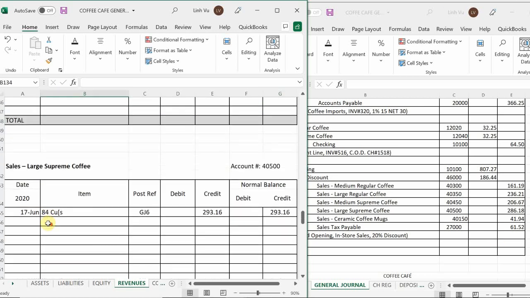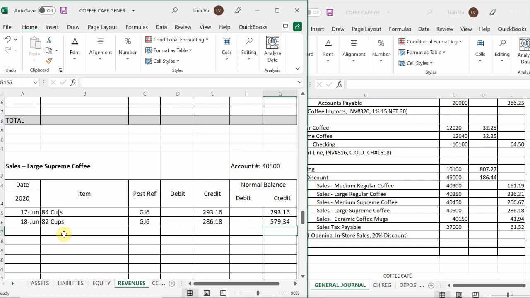Then we sold some large supreme coffees. We sold 82 cups, 286.18. Okay, bringing my total ending balance to 579.34. Good.